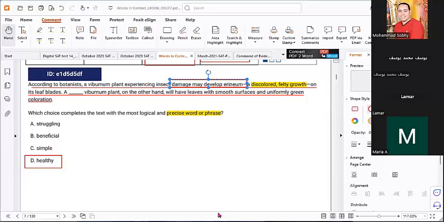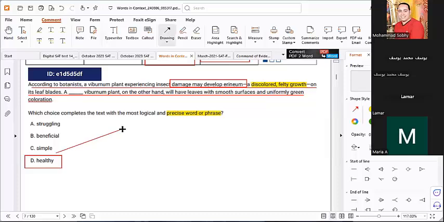Okay, so here, as I told you, she compared damaged and healthy, vibrant plants. So two cases, we have a comparison, comparing the contrast of healthy and damaged. So this is a good thing, and this is included in the context of the word.